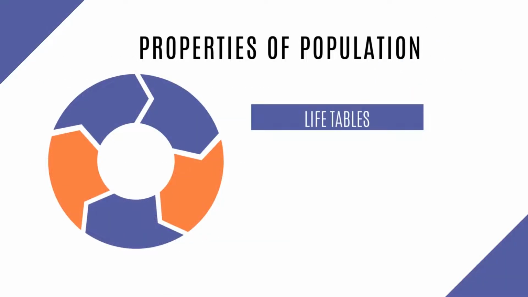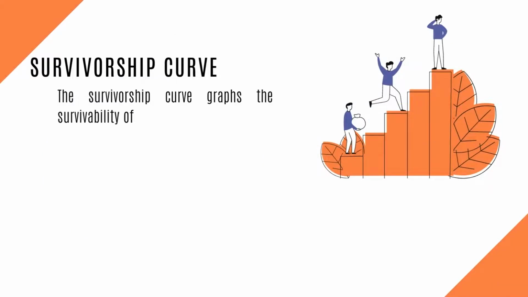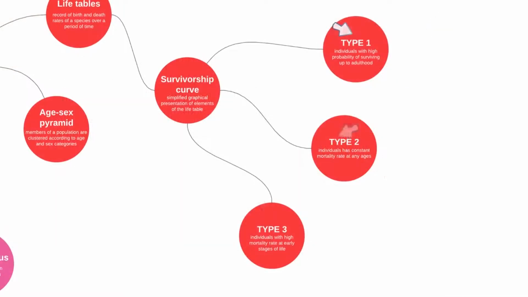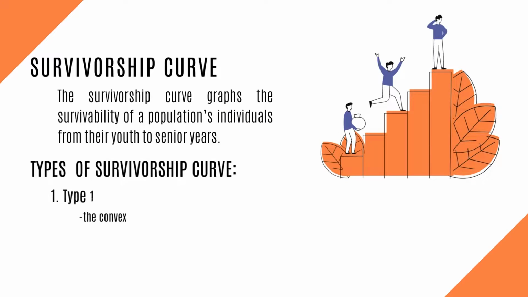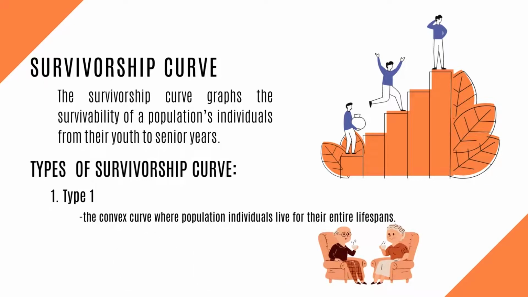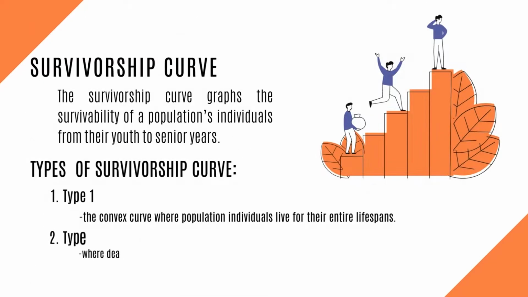The second property of population is survivorship curve. The survivorship curve graphs the survivability of a population's individuals from their youth to senior years. There are three types of survivorship curves. The first is type 1, the convex curve where population individuals live for their entire lifespans. This means that in type 1, mortality rates are low until they reach the end of their lifespans, which is their senior years. Additionally, humans belong to type 1.